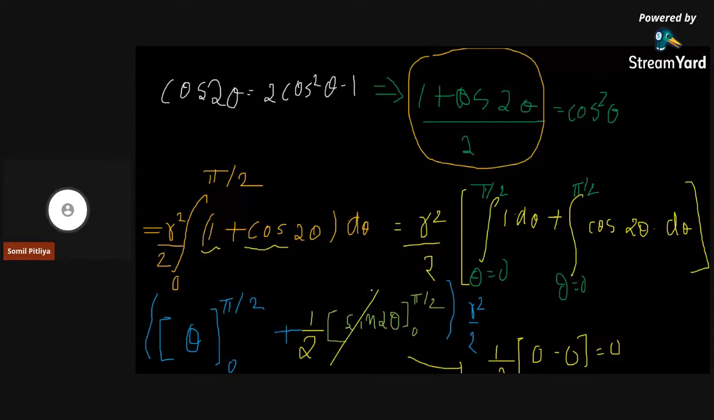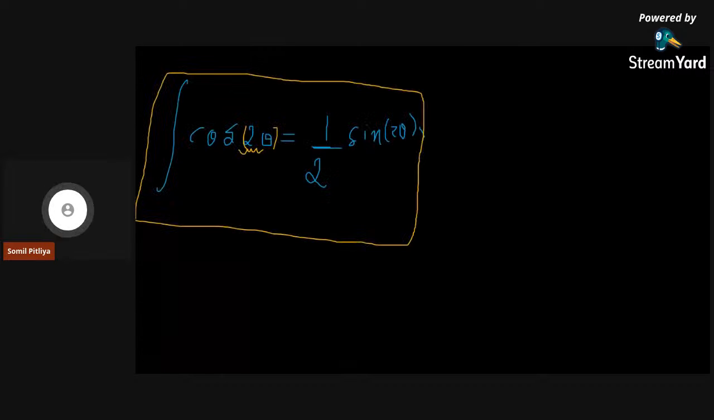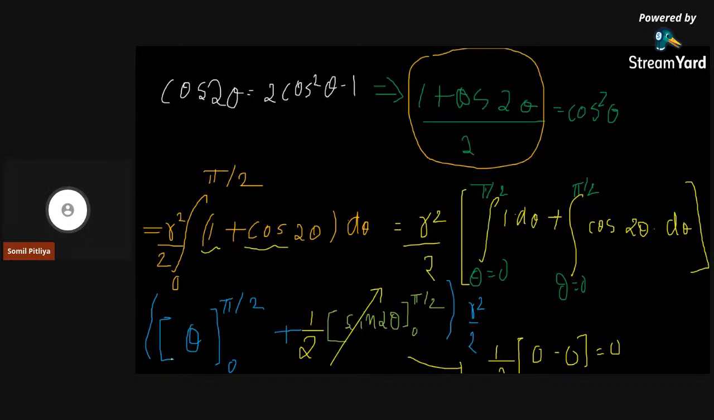So this term has a null effect on my value, as it comes out to be 0 after putting in the limits. Only pi by 2 minus 0 is left, which is pi by 2, and it is being multiplied by r square by 2. So my integral comes out to be pi by 2 times r square upon 2, which is pi r square by 4.